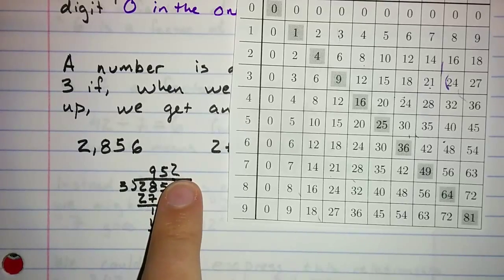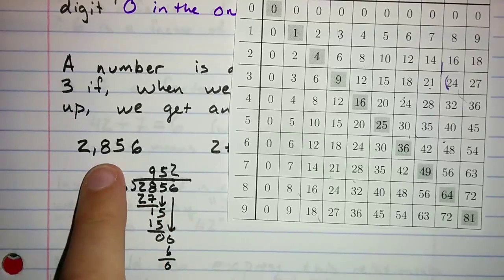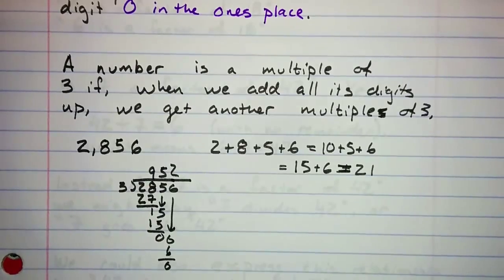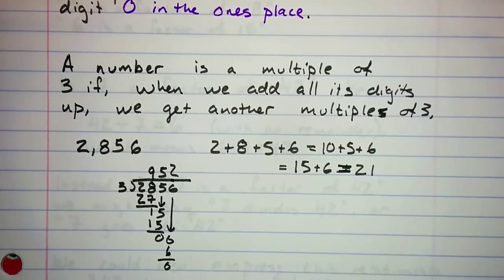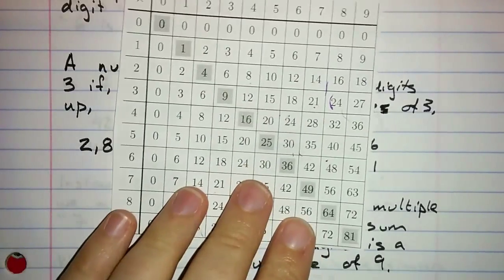So yes, in fact, when we divide 2,856 by 3, we have no remainder. 2,856 really is a multiple of 3. 3 really is a factor of 2,856. This is kind of a weird property. Even weirder, 9 shares it. Again, 9 isn't a prime, so this isn't strictly necessary. But it's kind of a cool property nonetheless.